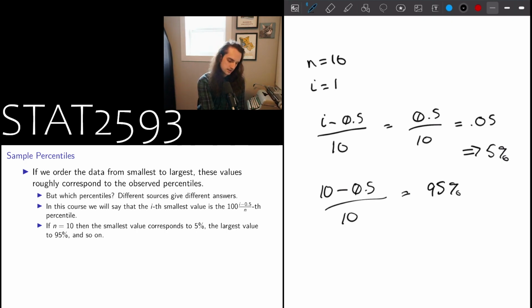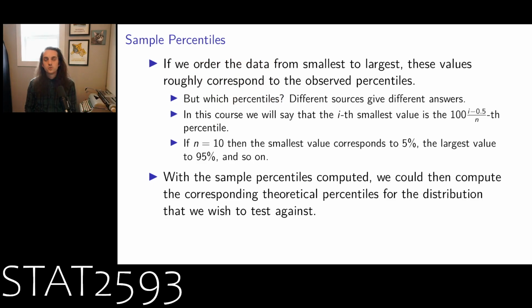Of course, if you change n, or you change which of your data points you're looking at, you'll get different values here. So what we're saying is that when you observe your sample, your 10 individuals, the lowest value in your sample of size 10 is going to correspond to the 5th percentile. The next one is going to be the 15th, and so on. And from there, we can take a look at the theoretical percentiles. So if you're comparing against a normal, you can say, what's the 5th percentile of a normal distribution? And then, if those correspond to one another, it seems like the distribution fits well.